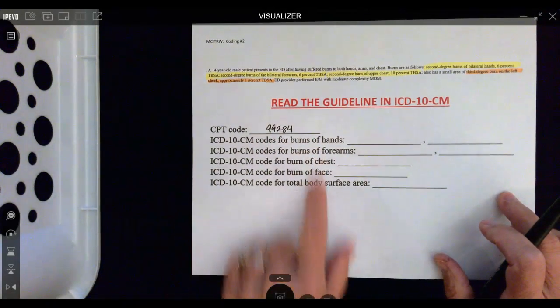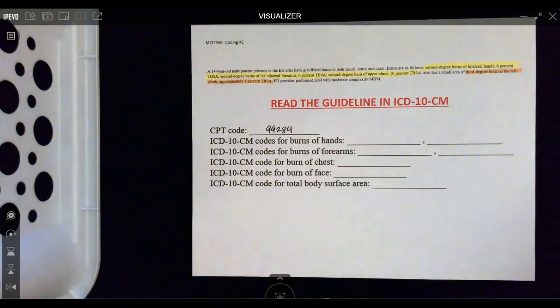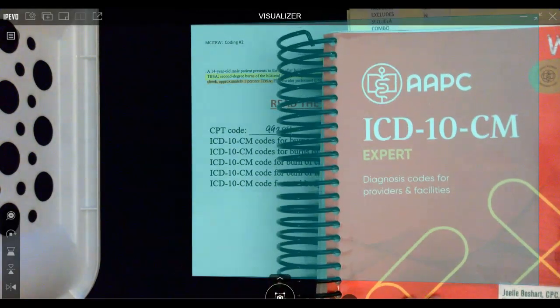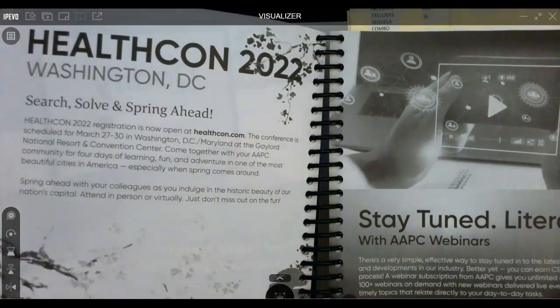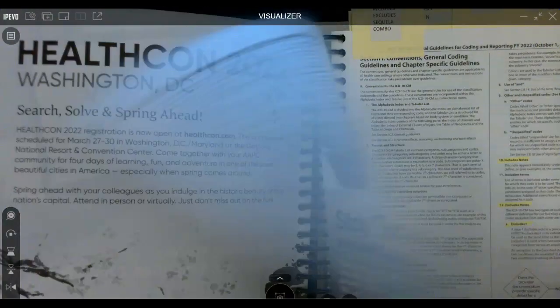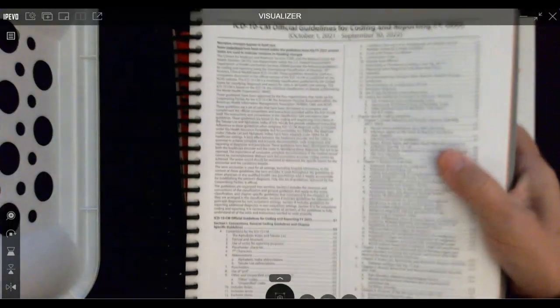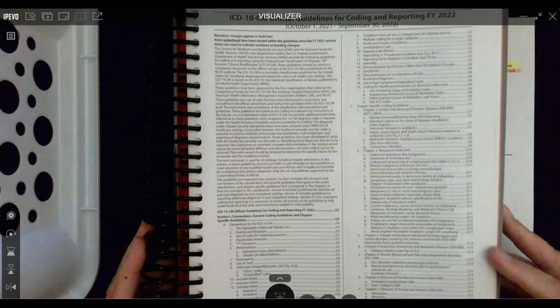Now we're going to focus on these ICD-10-CM codes. So what you want to do is make sure you pull out your ICD-10-CM book, because that's what we're going to be working in. And first we want to see what the guidelines are for burns, or if there is a guideline. Okay. I know there is, but you always want to check this until you become real familiar with it.